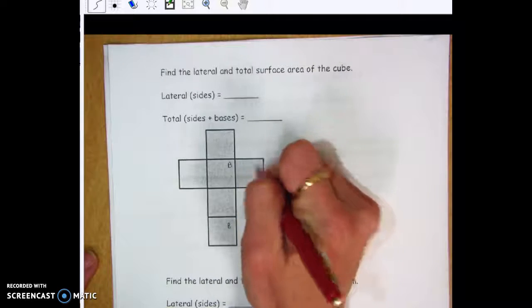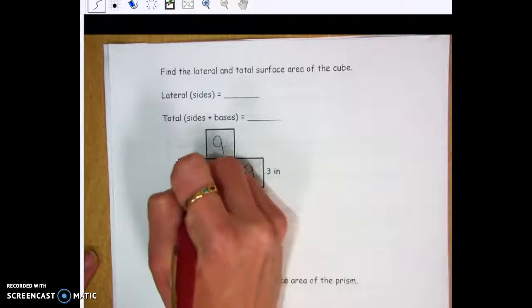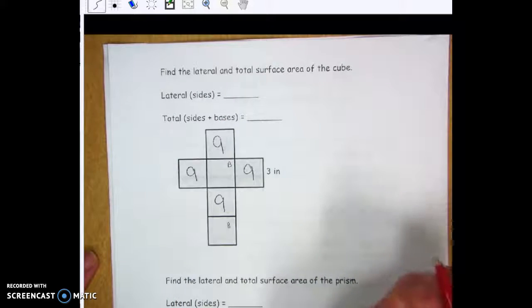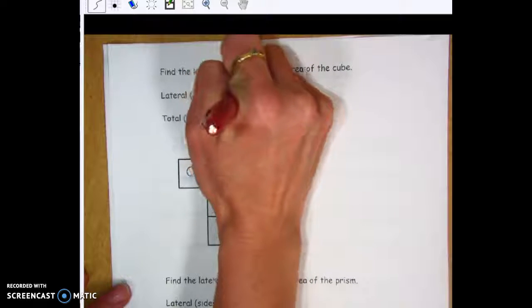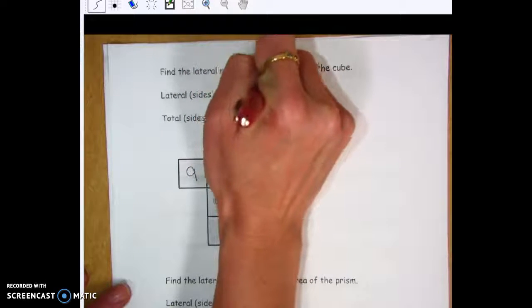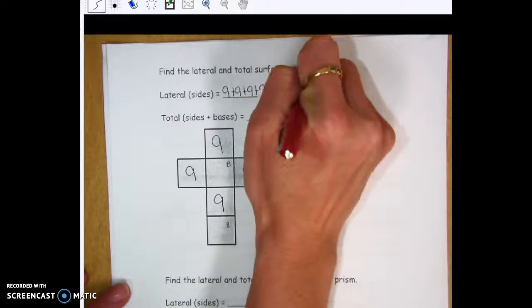So this is a 3 by 3, so it would be 9. This one would be 9. This one would be 9. And that one would be 9. Those would be the sides. So the lateral surface area would be 9 plus 9 plus 9 plus 9. So 9 times 4 would be 36 inches squared.